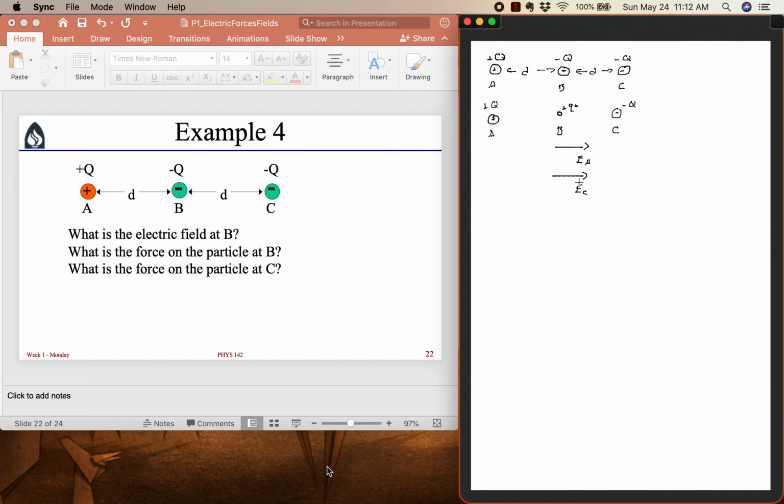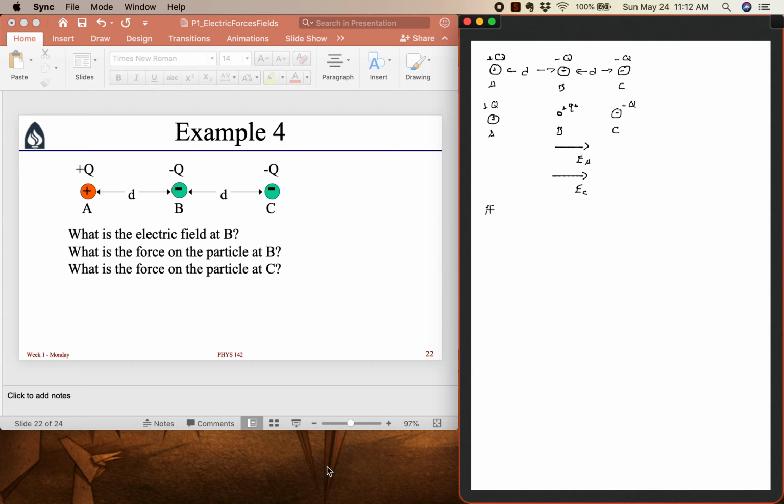So since they're in the exact same direction, that tells me that eventually I'm just going to be able to add these two force vectors together, and it should be fairly simple. So next I need to figure out magnitude. How much electric field do I get from charge A? How much electric field do I get from charge C at location B?